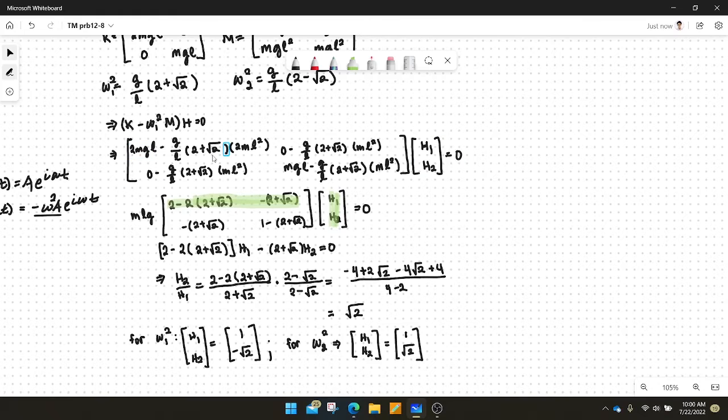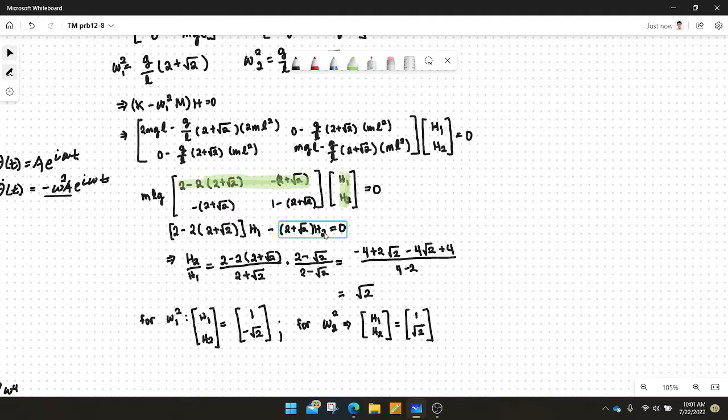Now we simplify this equation by factoring out MGL, and then we're left with these elements. It doesn't matter which row we multiply with this, so we just chose our top row. It just has to satisfy the equation of this vector multiplied with this vector is equal to 0. So this is just matrix multiplication, and then we're trying to find the ratio of H2 over H1, so we can find out the relative values of H2 and H1.